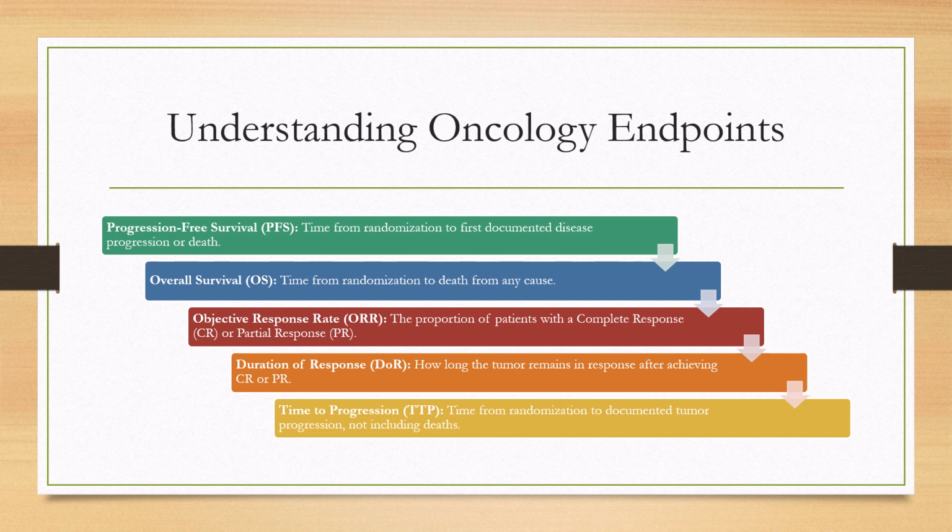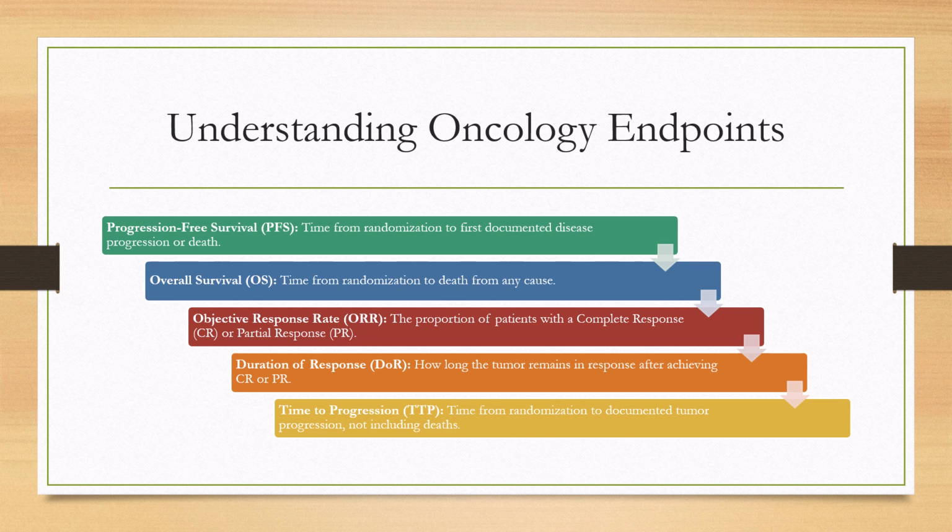DOR helps to understand how long a treatment keeps a patient's disease under control. Once the tumor has shrunk or disappeared, it is important to know how long it takes for the tumor to reappear. It is an important factor because a longer DOR suggests that the treatment might provide lasting benefits even if it doesn't cure the disease.